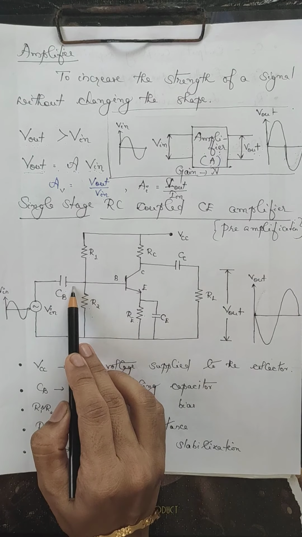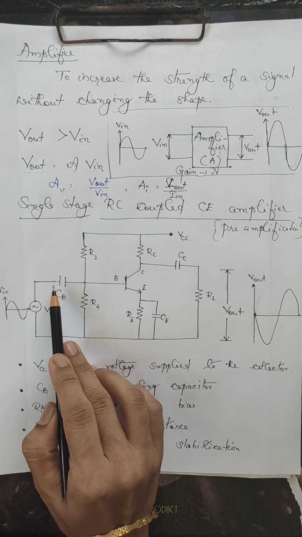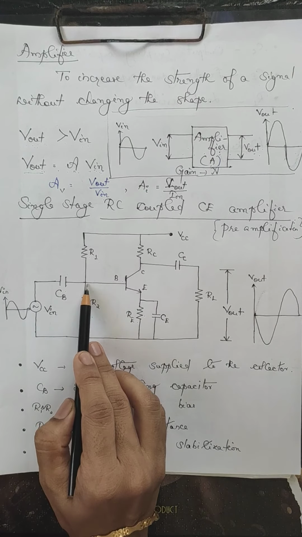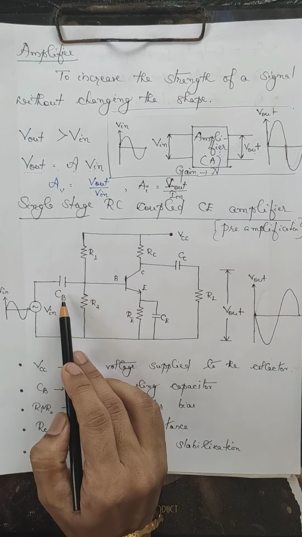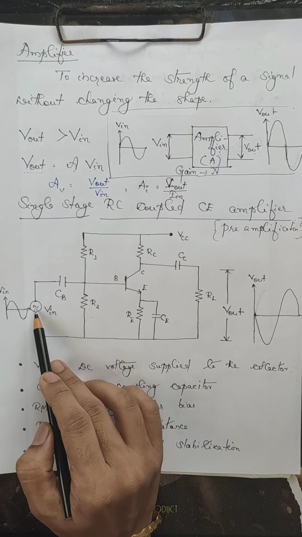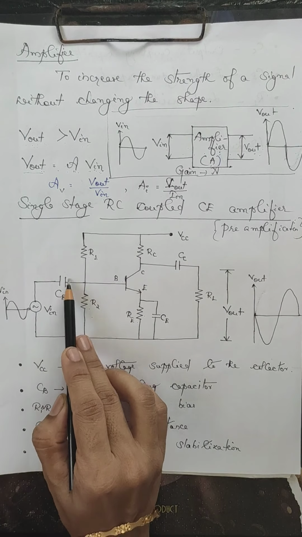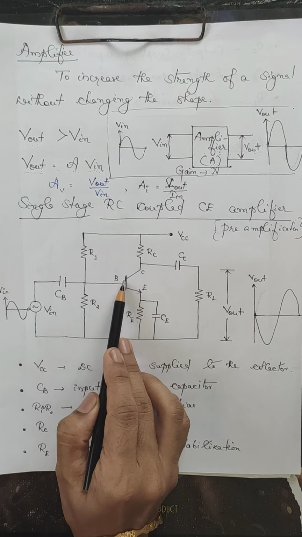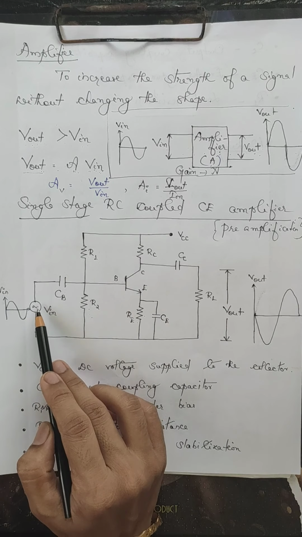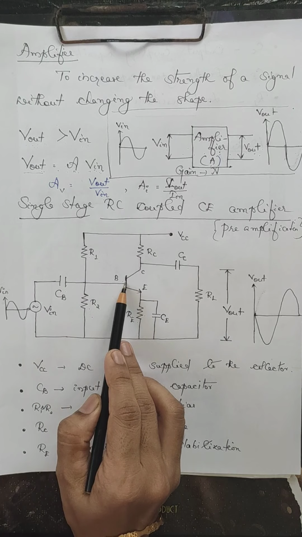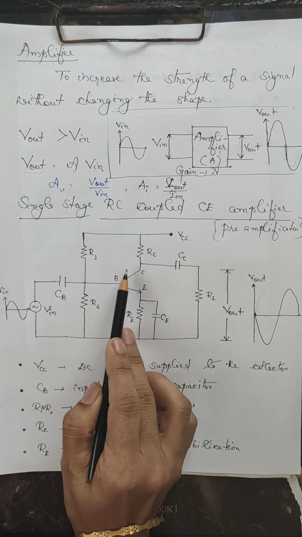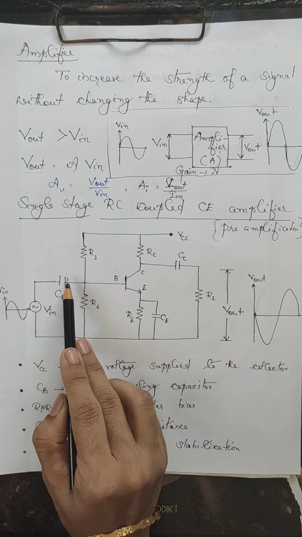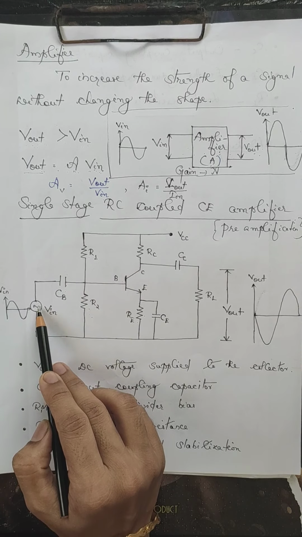So we know that a capacitor allows only AC signals to pass through it, and it blocks DC signals. So if any DC component is present in the input signal, this capacitor will block it and pass only AC signals to the base. If a DC signal is allowed to reach the base, it will adversely affect the biasing of this transistor. So CB blocks all the DC components in the input signal.